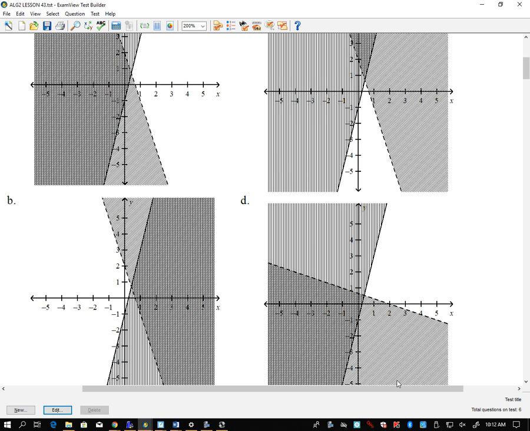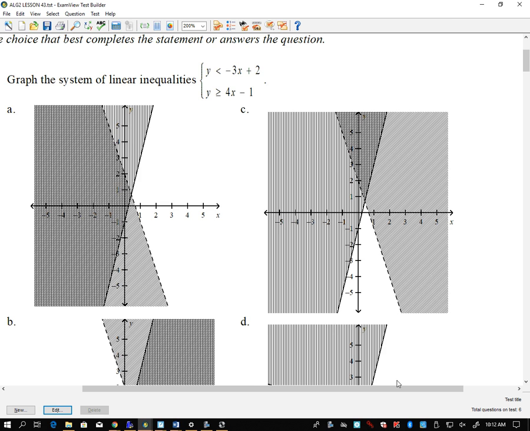Actually, they're all the same for that one, right? All right, so we know D is wrong, but all the rest of them are different by their shading, correct? Okay, so let's take a look at our first one.